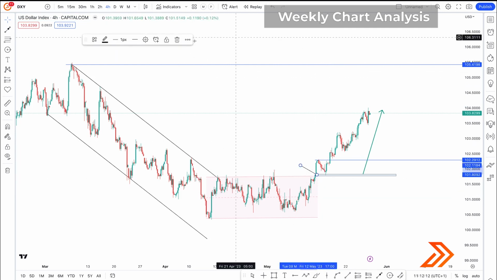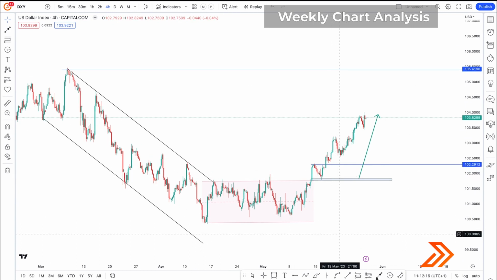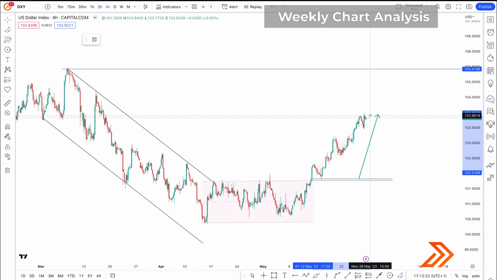That is on DXY. So I should further be looking for further bullish opportunities on the DXY, guys. And if you notice, price on DXY has been ranging within this box.